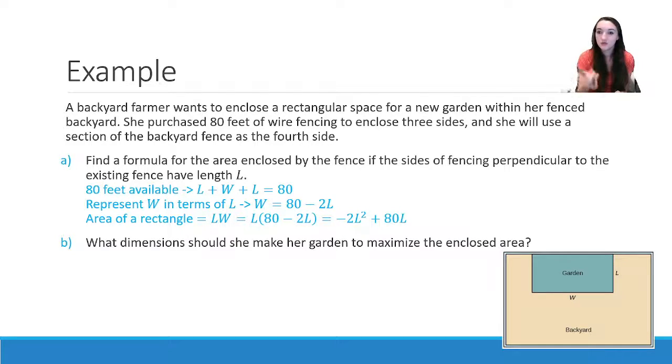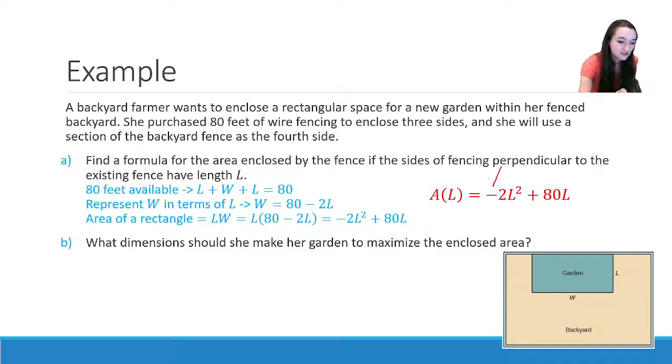There we have an equation. It only has L's left. So it fits the goal of the question. I have an equation for the area that only has L. Alright, so then I can write it as a nice equation. A of L, so it's telling me that L is my variable, is equal to negative 2L squared plus 80L. Alright, now the next question is, what dimension should she make her garden to maximize the enclosed area? So we can see this has L squared in it, and that's as high as it gets. This is an equation of a parabola.